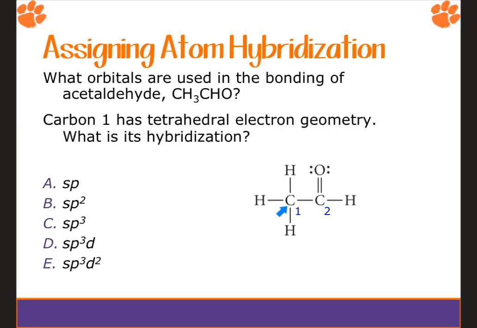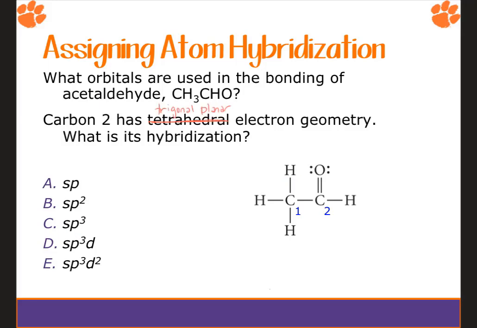Based on its electron geometry, you can then figure out its hybridization. So it's tetrahedral, 4 areas of electron density. That gives you an sp3 hybridization. Again, just remember, count to 4. 1, 2, 3, 4.